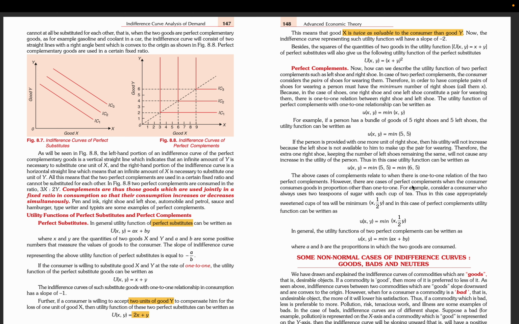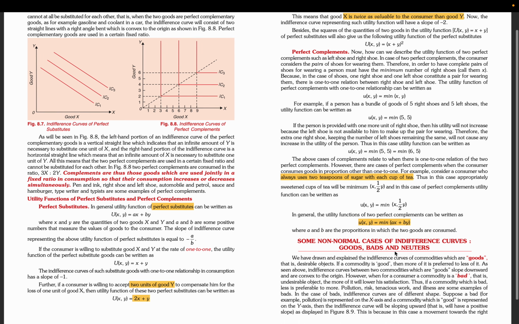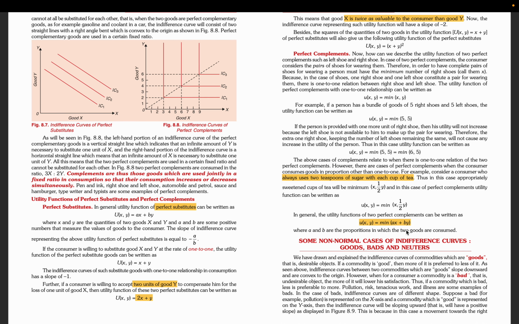However, there are cases of perfect complements when the consumer consumes goods in proportion other than 1-to-1. For example, consider a consumer who always uses 2 teaspoons of sugar with each cup of tea. So this is going to be given by x half y. In this case of perfect complement, the utility function can be written as this. In general, the utility of two perfect complements can be written as this, which is going to be the general case: the minimum of ax and by, where a and b are the proportions in which the two goods are consumed.